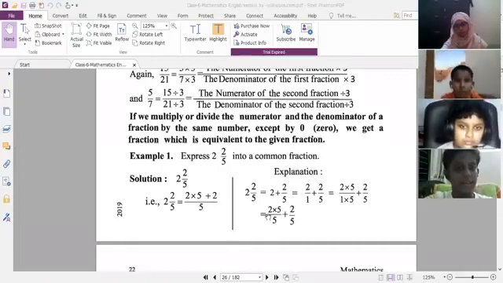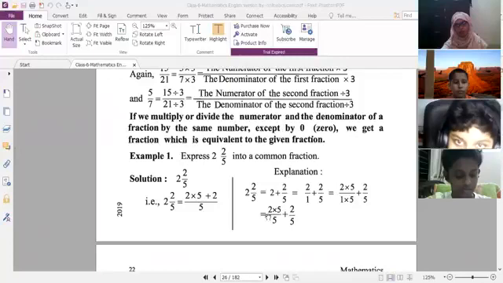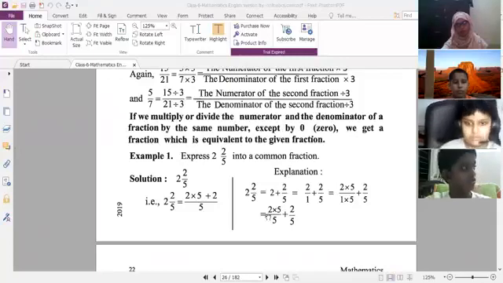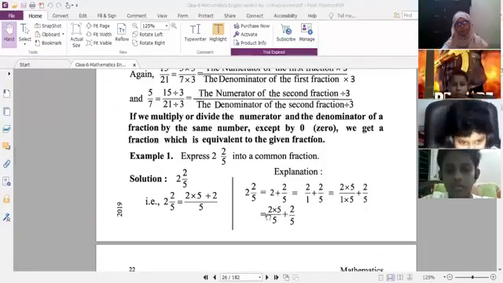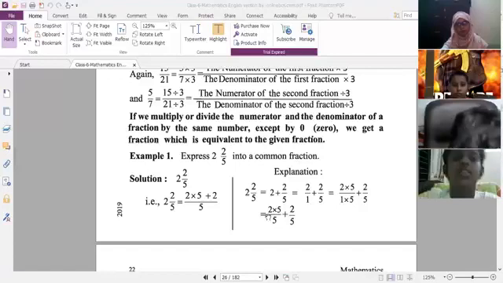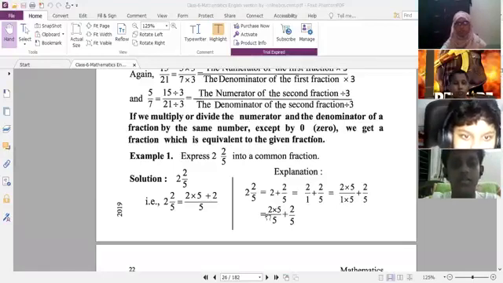Miss, I have a problem understanding. Okay, I will repeat again, no problem. Thank you, Miss. Yes, Mahim. Miss, I cannot understand clearly about the equivalent fraction. Clear or not clear? Miss, not clear. Okay, I repeat again.